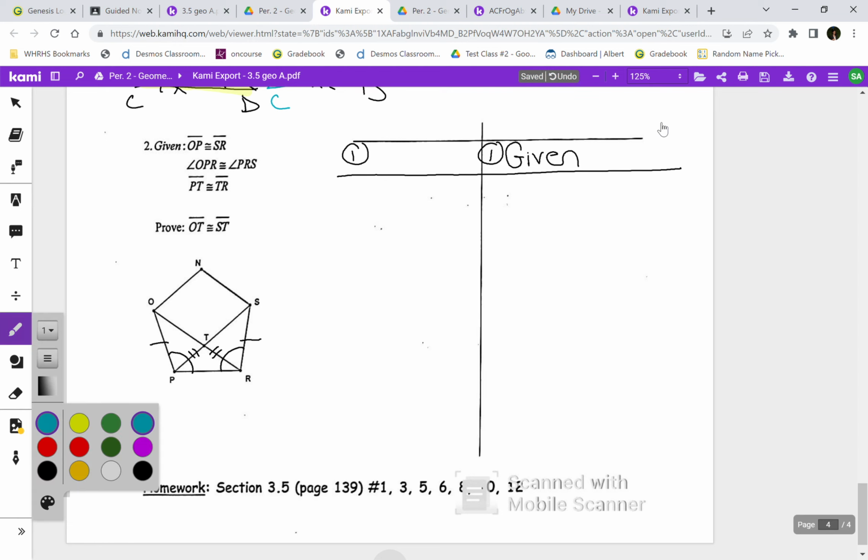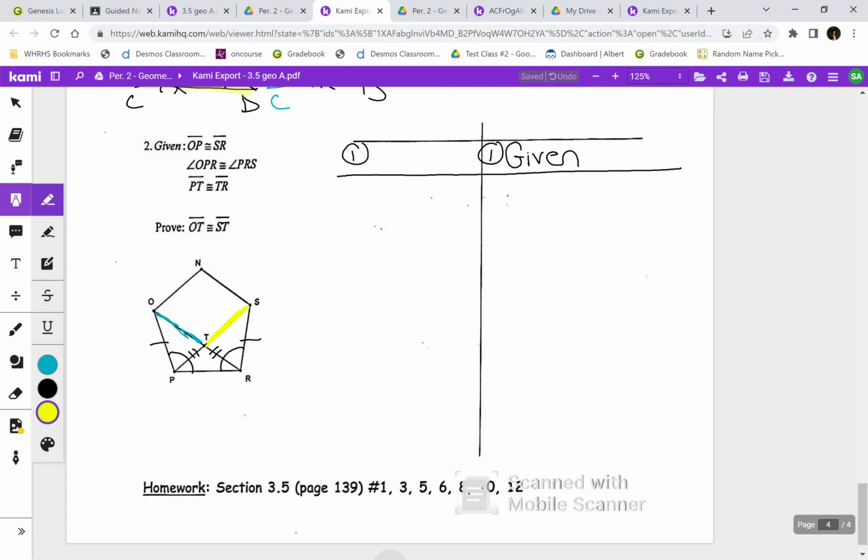I'll highlight what we want to prove. We want to prove that OT is congruent to ST. All right, do not write this.